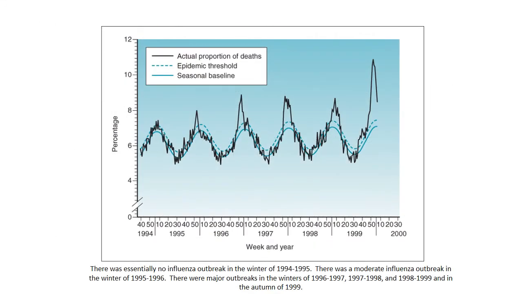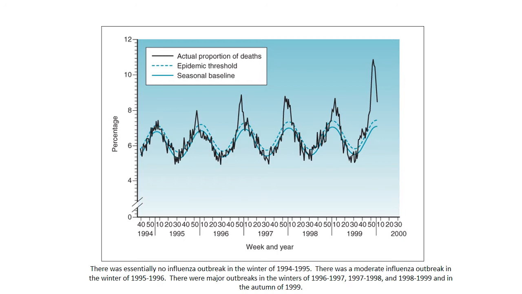You can see the black line is the actual proportion of deaths, the dashed line is the epidemic threshold, and the blue line is the seasonal baseline based on what we know. There's a lot of cases where you're going to have some variation in the data, but there are these blips here. You can see this seems pretty high above the epidemic threshold. That would probably be considered an epidemic.